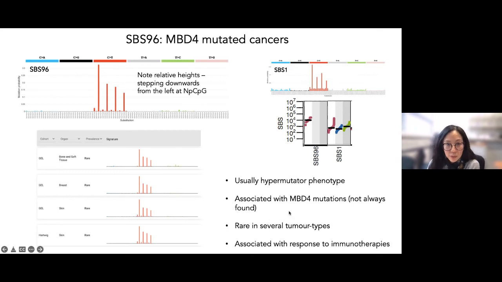We didn't always find them in Genomics England, for example. They are rare, but they are happening in several tumor types, a little bit sporadically, but they are associated with response to immunotherapy. So again, one to be able to identify.